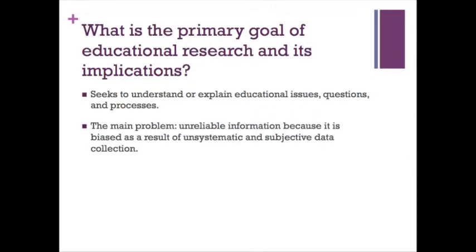The sources include tradition, which are ways we have behaved in the past, authority, which uses opinions of experts that we assume know what works best, and common sense, which is the use of human reasoning as a basis for answering questions. The main problem with these sources is that they have the tendency to provide unreliable information because it is biased to some degree. This happens because it was collected in an unsystematic and subjective manner. To obtain information that is valid and reliable, we must use the scientific method.